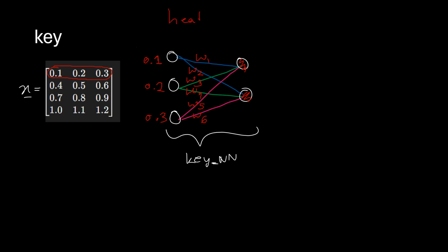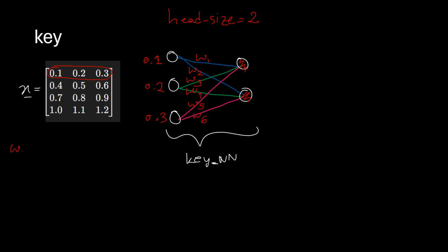For information, this is called the head size parameter. In this example I'm showing, I'm taking head size to be 2, but it can be anything. It can be like 4 or 5, something like that. And also these weights W1 through W6, they are trainable parameters. So they will be trained during the backpropagation of the network.